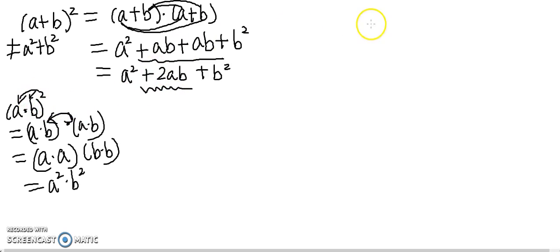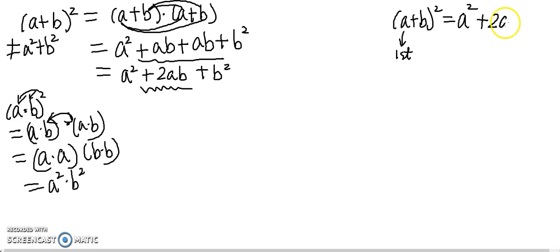So the formula is (a+b)^2 equals the first term, a represents our first term, a squared, plus 2 times a times b, where b is our second term, and plus the second term squared. So this is the first formula.